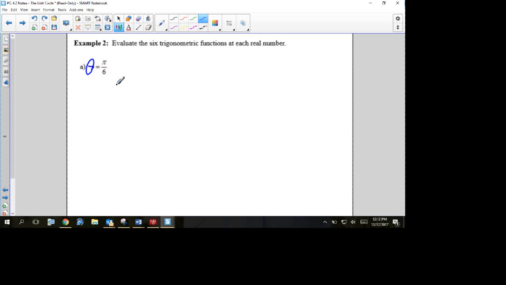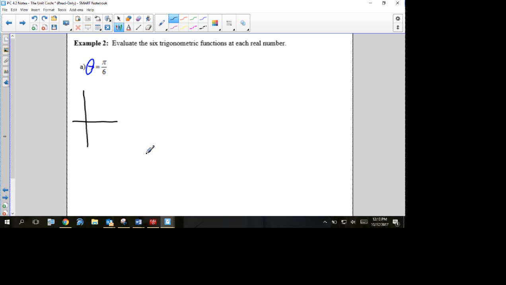So step 1, draw the picture. Step 1, draw the picture. The majority of us are visual people. We need to see it. And this one's not that hard, but they will get more challenging.